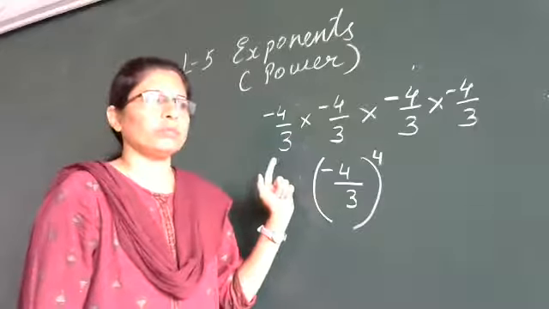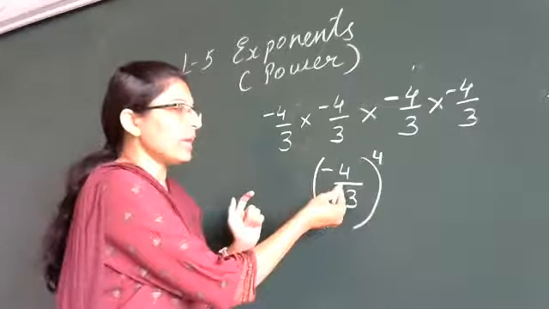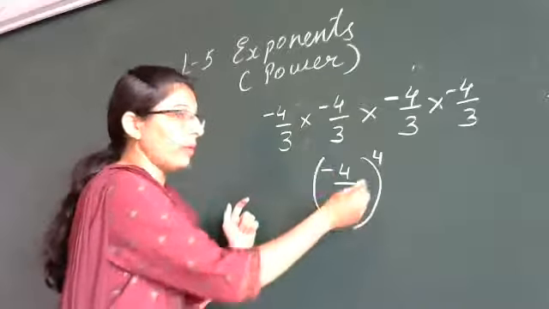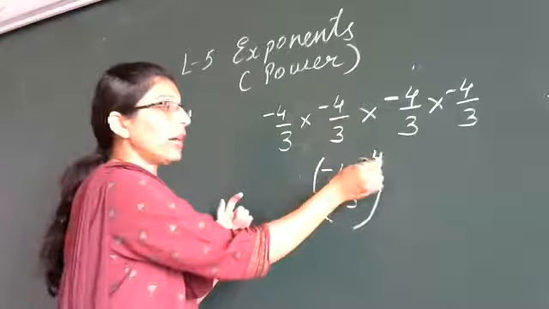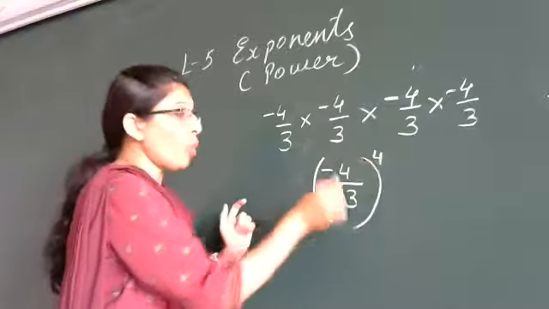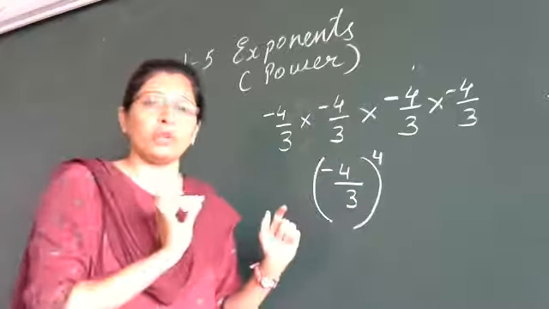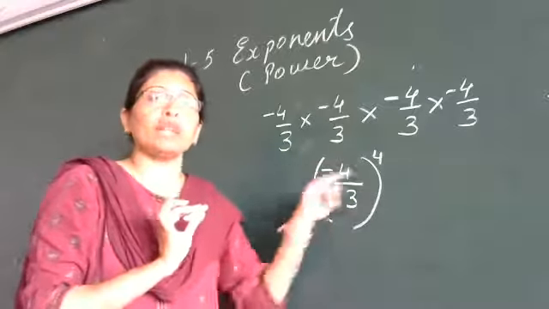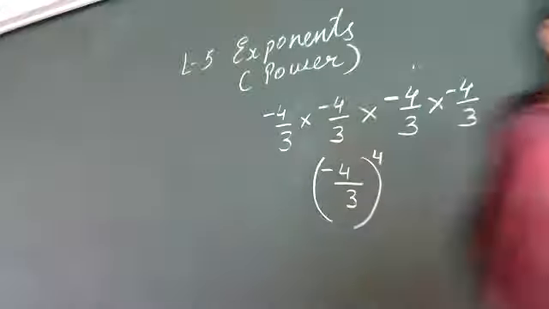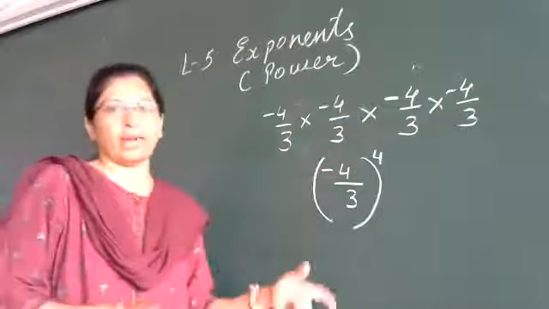Why did you put the bracket now? Because your minus sign is there. To emphasize, this bracket means this exponent is for both, not only for 4 or not only for 3, it is for both. For both, common it is. So we are writing the bracket.